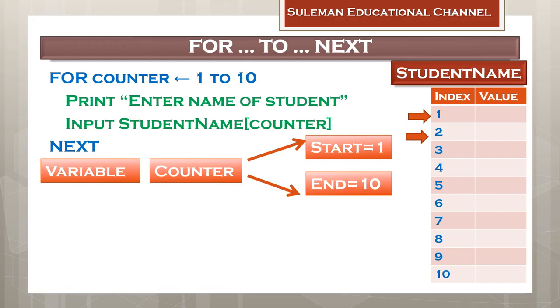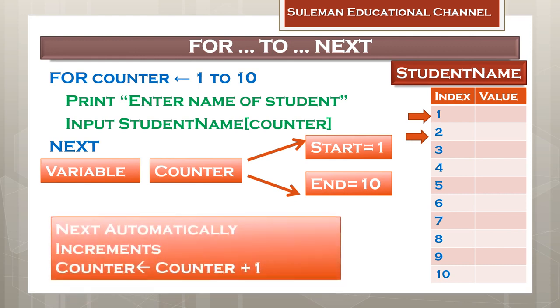And the last line is the next. In this line, the value of counter is automatically incremented. It will also guide the program to move back to line 2 and repeat the process until the value of the counter is 10.